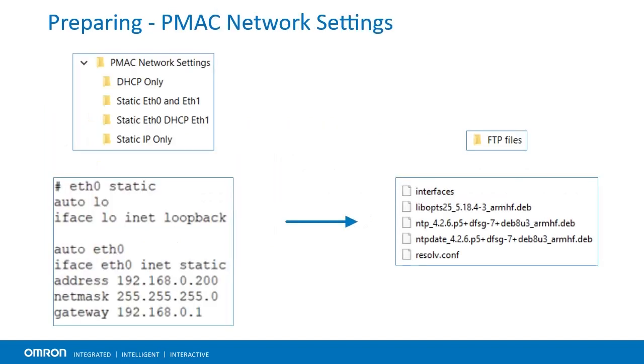We will be adding an interfaces file from the network setting folder to the FTP files folder before copying the contents to Power PMAC. Pick the interfaces file based on your network configuration. Edit any incorrect IP addresses, as well as the netmask and gateway if needed.